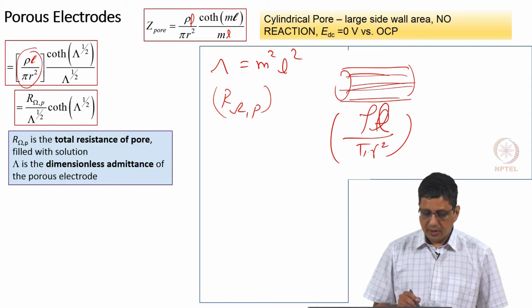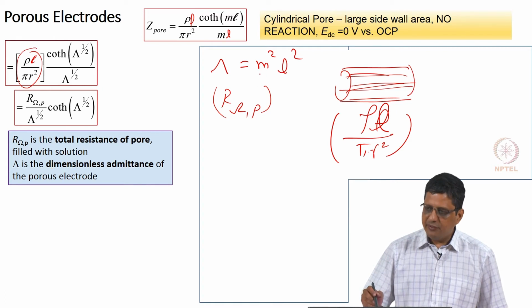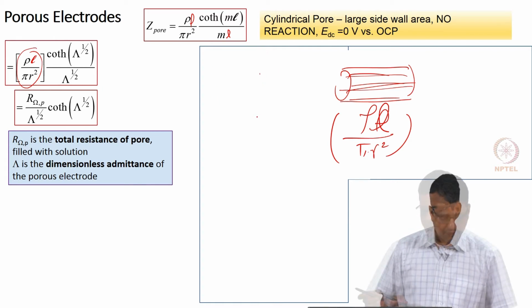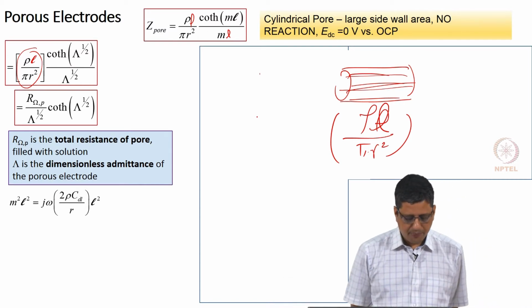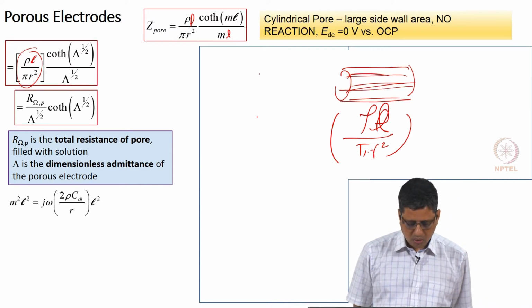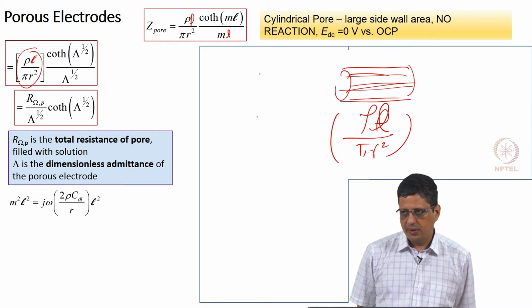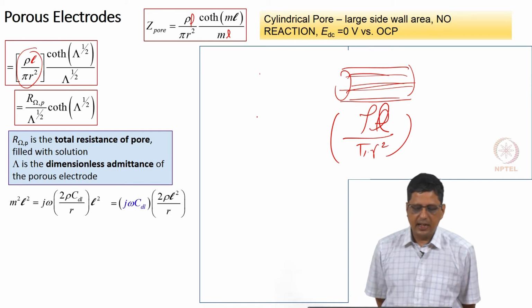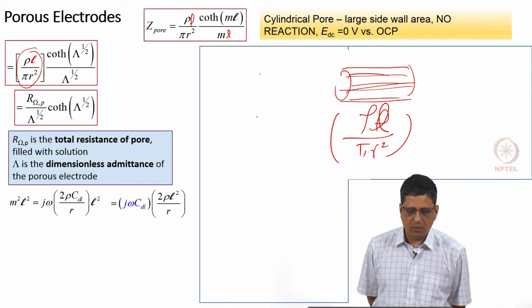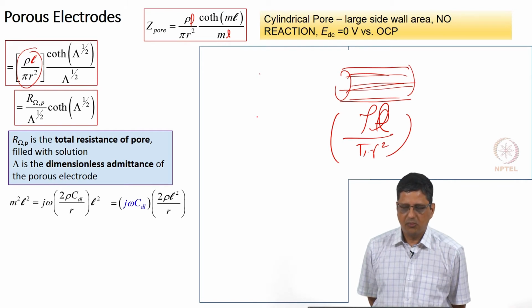capital lambda? Instead of ml, if you take m square L square, we can write it, m we know is square root of j omega 2 rho CdL by r, right. So, m square is going to be just the same factor without the square root, and L square we keep as it is. I am going to rewrite that a little, keeping j omega CdL on one side, and 2 rho L square by r on the other side. I am just rearranging it.